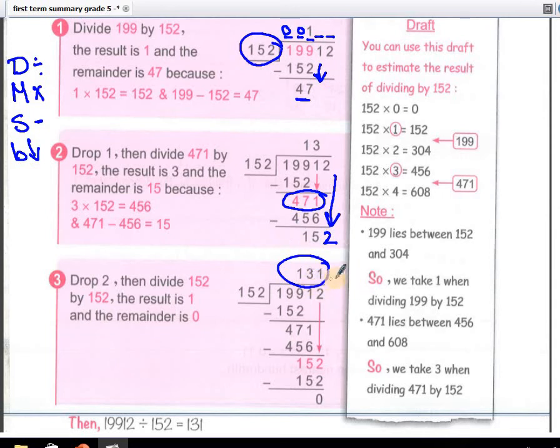To be sure, to check my answer, I have to multiply this number with this number, and the result will be this number. The quotient times the divisor will be the dividend. Okay.